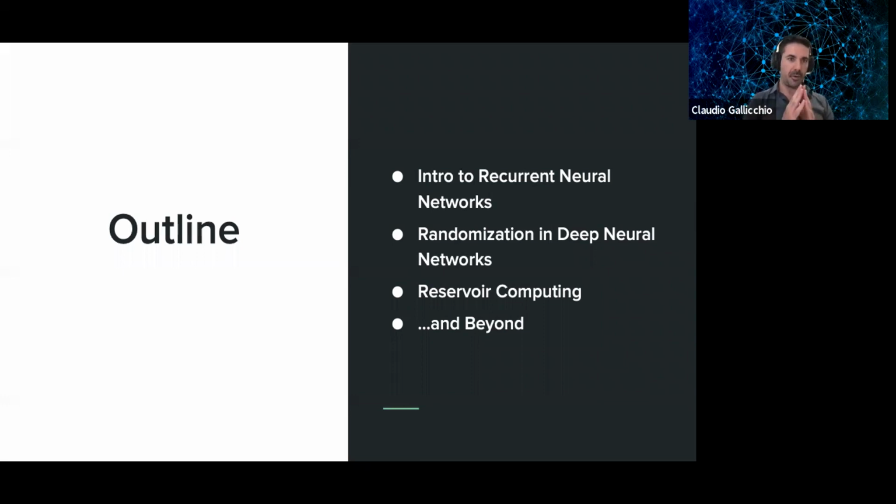So for today, I would like to introduce to you this concept of fastly trained deep learning models for sequential data. This is called reservoir computing. In order to introduce this methodology in a proper way, I would like to first start with an introduction to recurrent neural networks, and that gives at least a little bit of motivation for dealing with them. In this part, I will assume that you have some basic knowledge of deep learning and machine learning. Then I would like to introduce some concepts, or at least point to literature, in relation to randomization in deep neural networks. Then we are going to move to reservoir computing and other concepts related to it, and perhaps some new developments in the field.